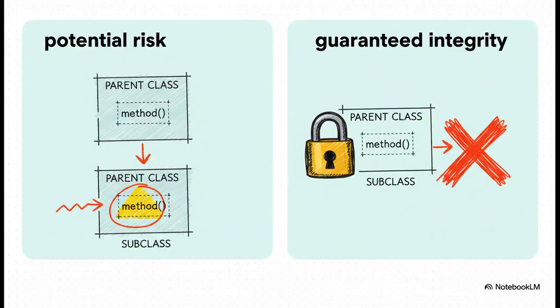Let's see this in action. On the left, imagine we have a Calculator class with an add method. Then a SecureCalculator comes along and overrides add, but maybe it forgets a really important validation step. That's a huge security risk. But on the right, if that original add method is declared as final, any attempt by any subclass to override it just fails. You get a compile-time error. The original logic is safe, guaranteed.